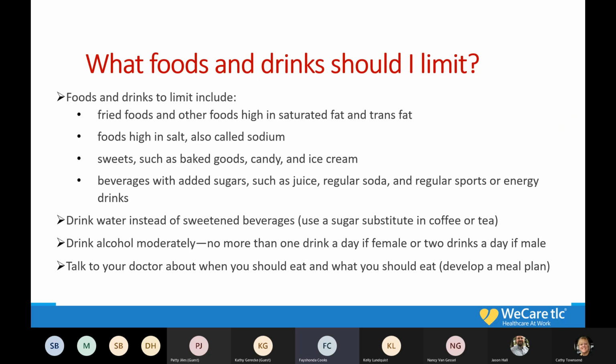What should I limit? So, of course, fried foods high in salt, sweet cakes and pies are not going to be good. Ice cream and candy is not going to be good. And you want to try to drink water instead of sodas. And you want to drink alcohol moderately. If you do drink alcohol, for females, it's typically recommended that it's no more than 1 drink a day, and 2 if it's a male. And then talk to your doctor about when you should eat or drink, because that, again, helps to control your diabetes.